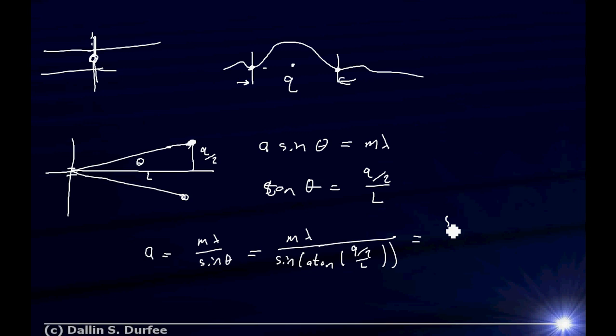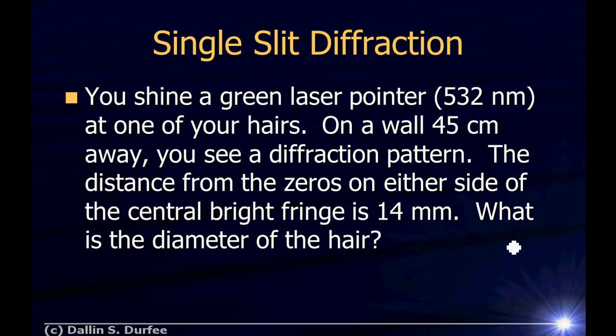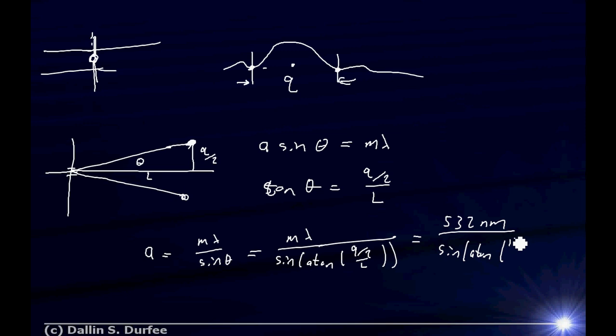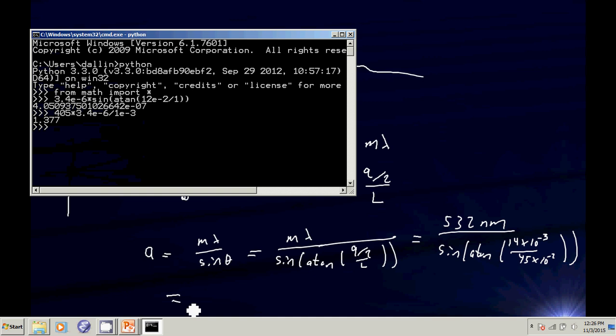Lambda we said was 532 nanometers, and we're going to divide that by the sine of the arctangent of, what did we say Q was? I forget. Q is 14 millimeters, and L is 45 centimeters. So 14 times 10 to the minus 3 divided by 45 times 10 to the minus 2. They're both in meters, so that cancels out. We go to our calculator to find the diameter of our hair. It's 532 nanometers divided by the sine of the arctangent of 14 times 10 to the minus 3 divided by 45 times 10 to the minus 2.